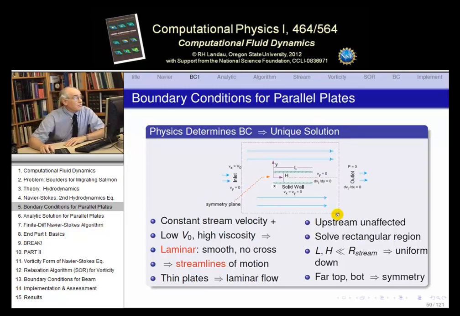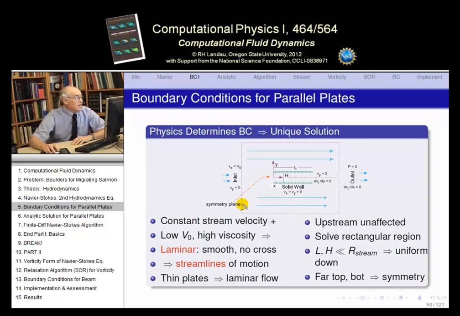Furthermore, this line in the middle here, this red dashed line, is the symmetry line. Okay? So we really only have to solve half this problem, only from the middle up, because everything from the top and the bottom are the same. We're not including gravity here, so the top of the stream and the bottom of the stream are both the same, they're unaffected. So what we have then is all our boundary conditions here.